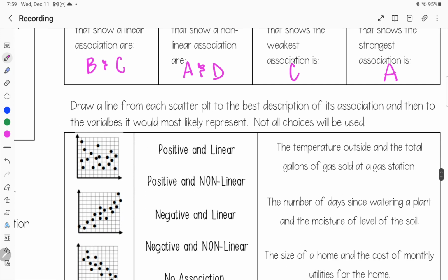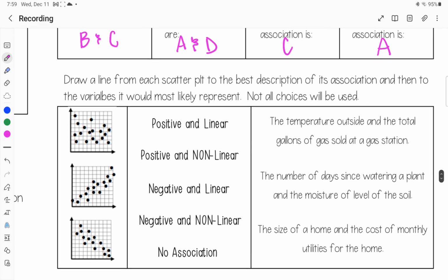All right, it says draw a line from each scatter plot to the best description of its association, and then to the variables it would most likely represent. You notice we have 3 scatter plots, but we have 1, 2, 3, 4, 5 different associations. So not all of them are going to be used. When you look at these, take a look and see if you can put those together, and then come back and see if you got the same thing.